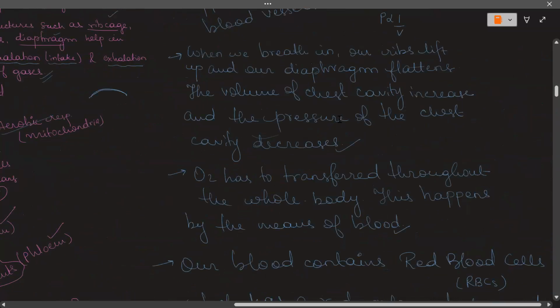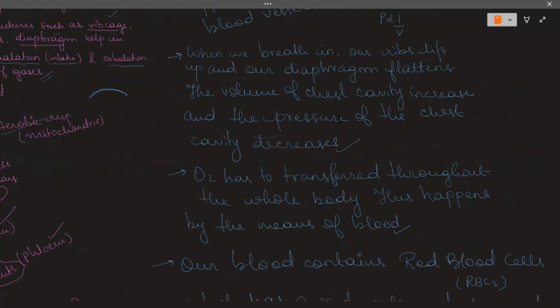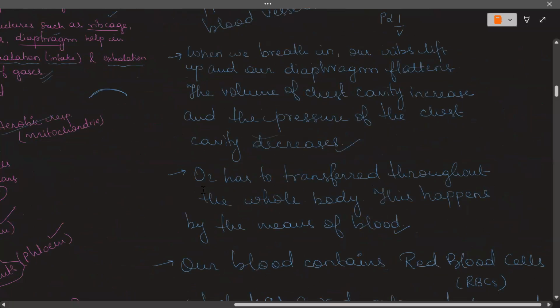back to the original place. The diaphragm will go back to the original state. The volume of the chest cavity will increase. Sorry, it will actually decrease now because it is going back to the state, and the pressure now increases, because of which the gas will be expelled out.